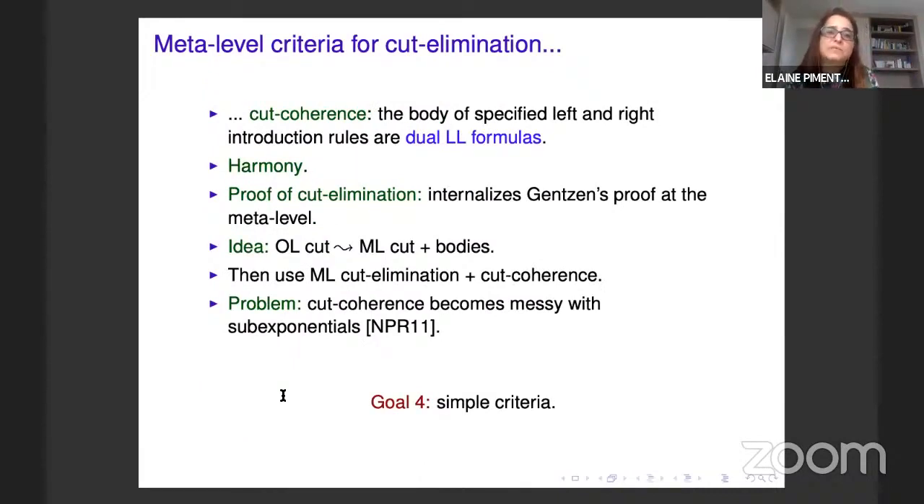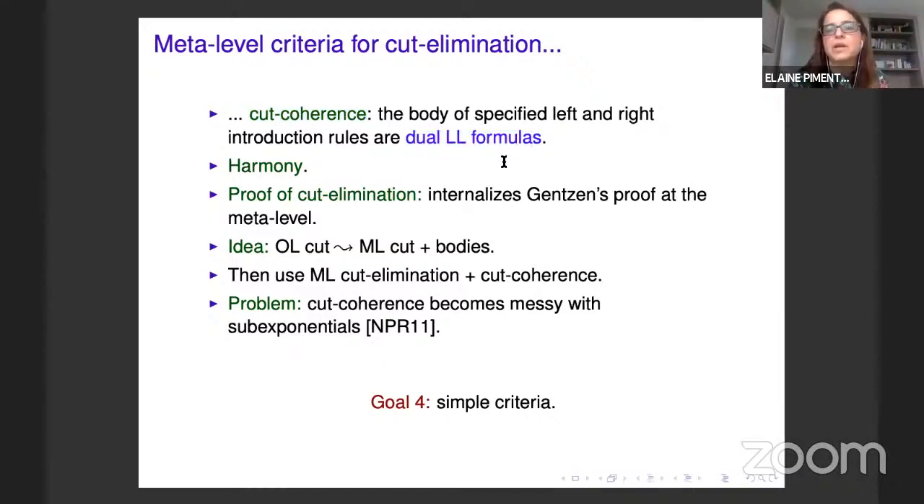The last part of the talk is going to be devoted to presenting meta-level criteria for cut elimination. This is coming back to my PhD thesis, but in a different setting, let's say. Back in 2001, I think, Dale and I came up with this concept of cut coherence. When you specify a rule in linear logic, you would have a head and a body. If this body has a very nice structure that we call cut coherent, and if all the pairs of rules for the connectives have this property, then the whole system would have cut elimination. And cut coherence is nothing else than measuring at the meta level the duality of formulas. So it's a kind of harmony, if you wish.